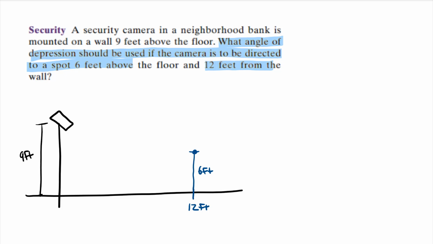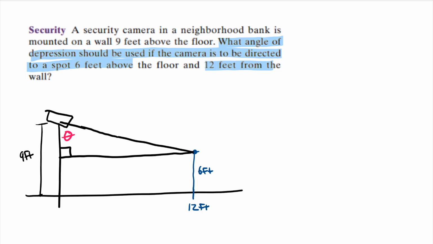Well, we want to know the angle of depression. Let me draw the camera a little bit more like it's facing it. There we go. So we want to know the angle of depression. All right, cool. So let's just make a triangle, right? Let's just make a triangle. Come out from here. And then we can make ourselves a nice right triangle, huh? There we go. Now we just solve it and find this angle, right?